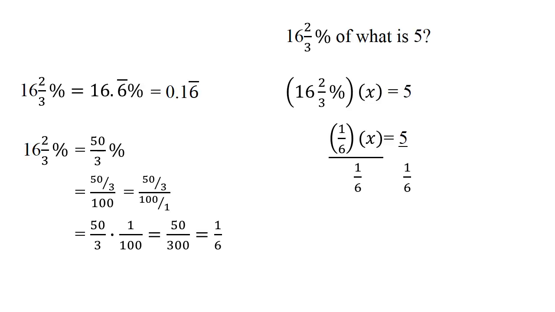And again, 5 is the same as 5 over 1. So when we divide this, we're going to do 5 over 1 times the reciprocal of 1/6, or 5/1 times 6/1. So 30/1 or 30 is our answer.